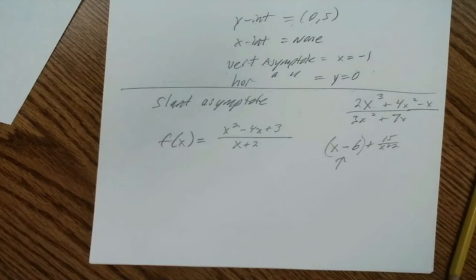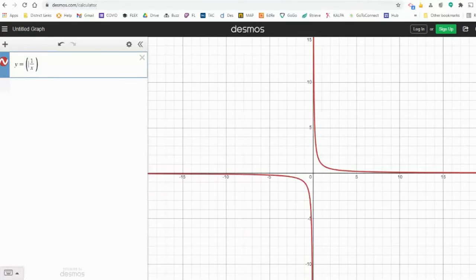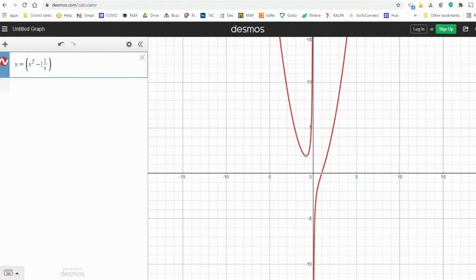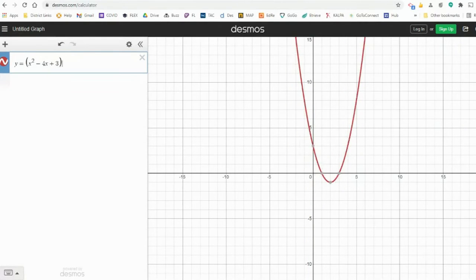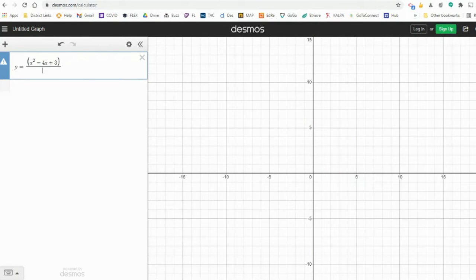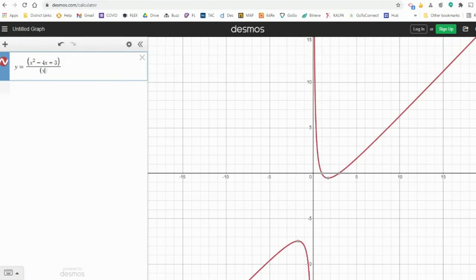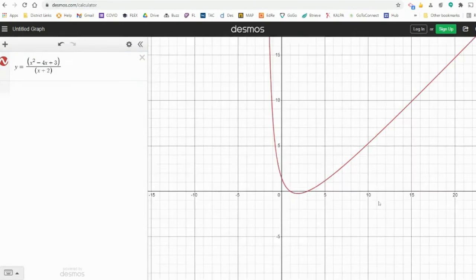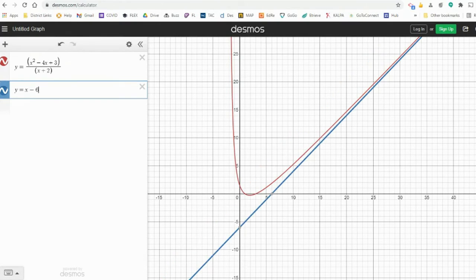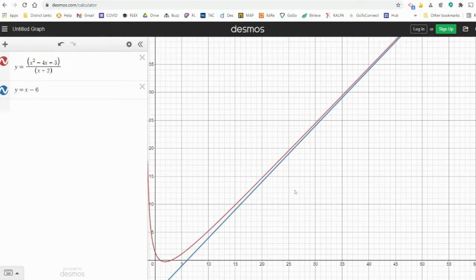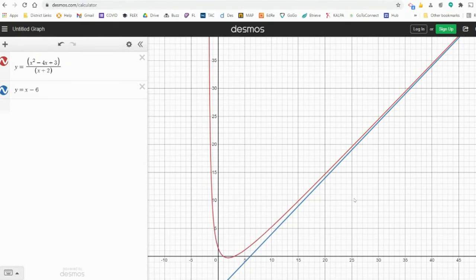Let's look at that on the graph to see what it's talking about. Okay, we had x squared minus 4x plus 3, and all of that, so I put it all in parentheses so it'll all be the numerator, is divided by x plus 2. Look at that graph. There's a slant asymptote, y equals x minus 6. There, we see that as it gets closer to infinity, it gets closer and closer to that line, but it never hits that line, right?